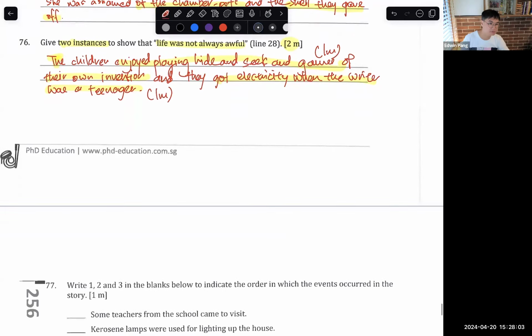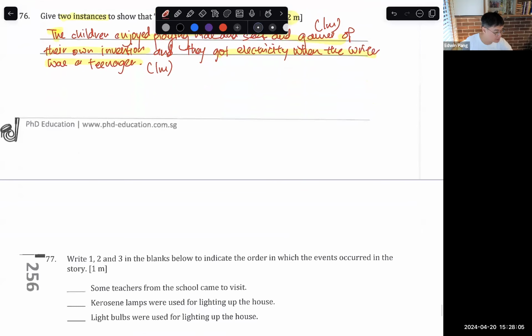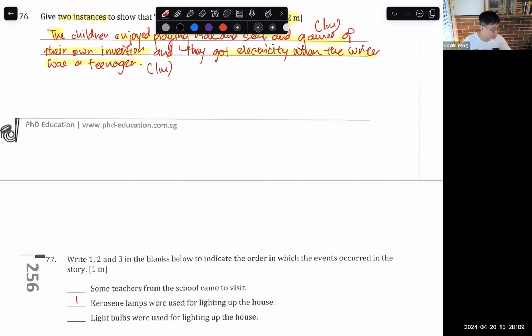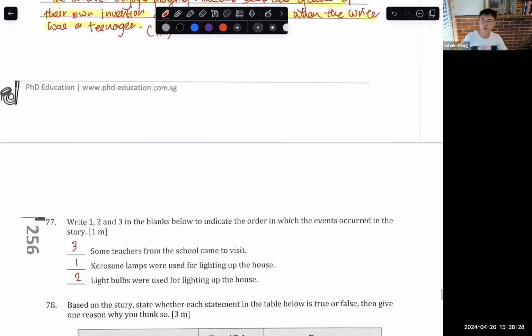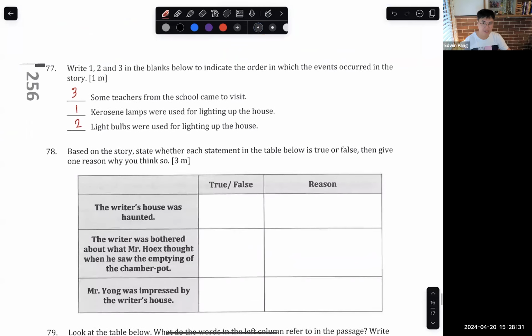So I move up. Okay, so this is the order. First, the kerosene lamps were used, then the light bulbs were used, then finally some teachers came to visit, in that order in the passage. So kerosene lamps, then they upgraded to light bulbs when electricity came, and then during the teenage years of the author, the teachers came to visit and commented on how the house looks very nice. So that's 3, 1, 2. No problems there. Coming to a very quick close.